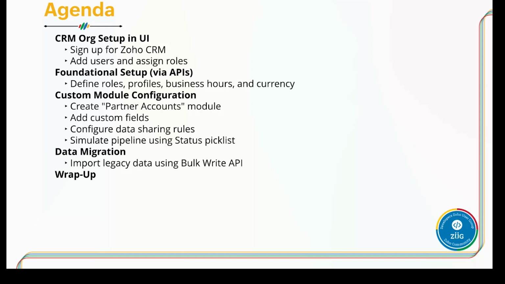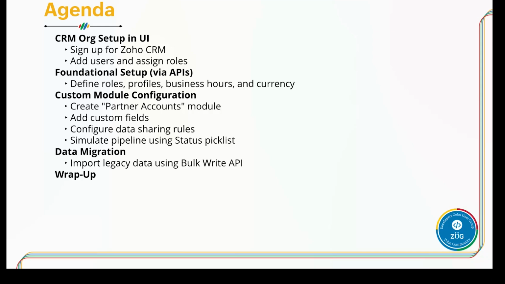I'll demonstrate how to sign up for a Zoho CRM org, add another user, Anu in this case, assign her the appropriate role and profile so she can configure modules and work with APIs. Once that's done, we move into the foundational setup all via APIs. So this includes defining roles and profiles for internal access control, setting business hours to reflect availability for partner support, specifying the currency, especially useful for global partner deals. After we've laid that foundation, Anu will take over and walk us through the rest of it.